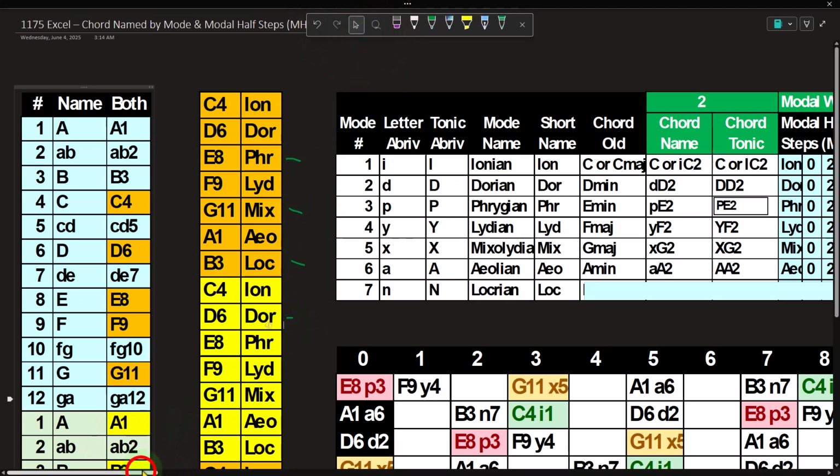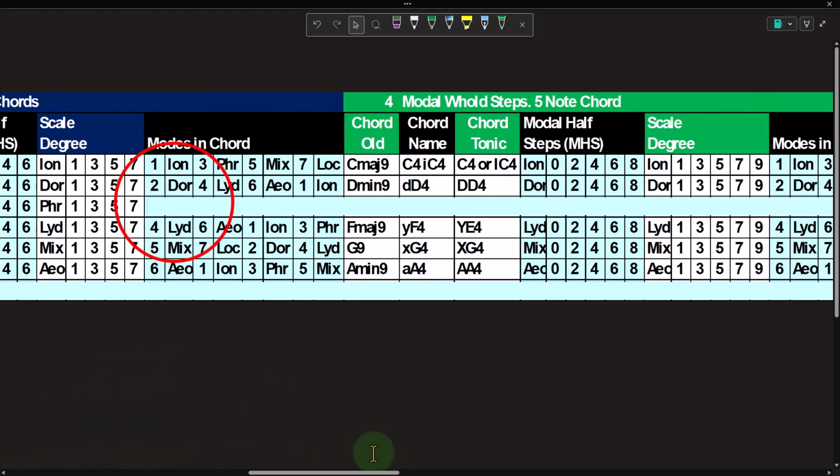Okay, and so let's go back on over. Now we're on, I want to call it a 3 and not a 1, because then I can say it's a 3 plus 2 is 5 plus 2 is 7. 7 plus 2 goes around the horn to 2. So this would include the nodes of a 3, 5, 7, 2, or Phrygian, Mixolydian, Locrian, Dorian.